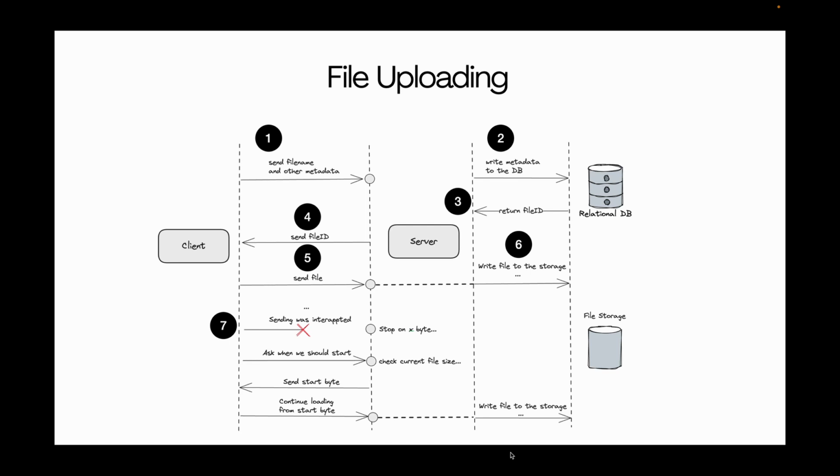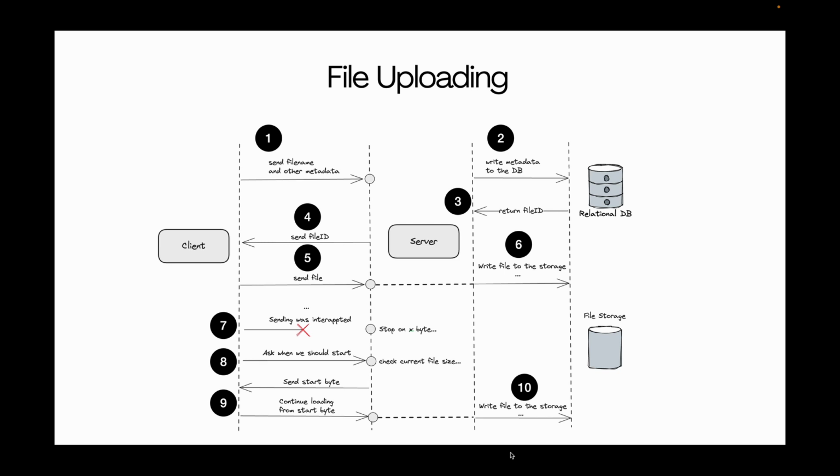Next, if the client restored the connection and wants to continue loading, and as you remember, we already have a file ID, we can ask the server from which byte we should start, and the server by this file ID can return us the start byte. So when we receive the start byte, we can continue loading from this byte. So the next step, the server can continue loading our file to the file storage.